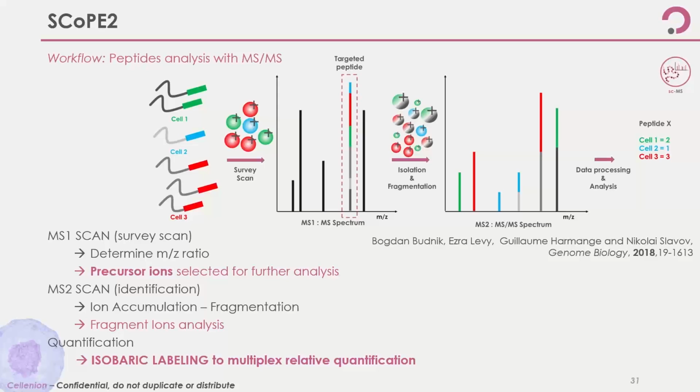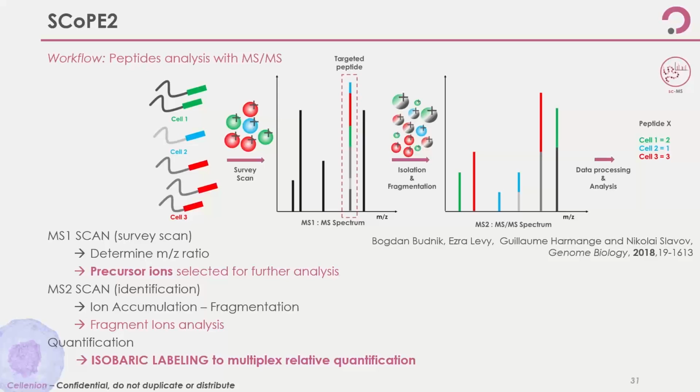So what's happening is every cell is labeled with a particular TMT label acting as a barcode. And so during the first scan, every peptide fragment that has the same mass is identified on the same peak of the mass spectrum, because at that point, all the TMT labels have the same mass.